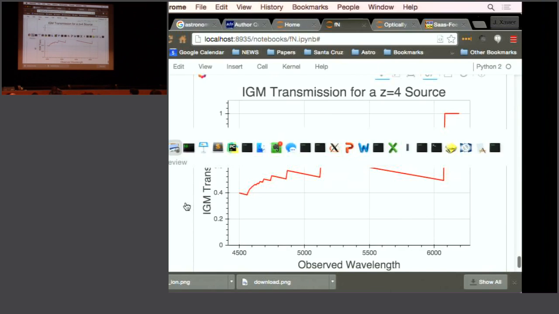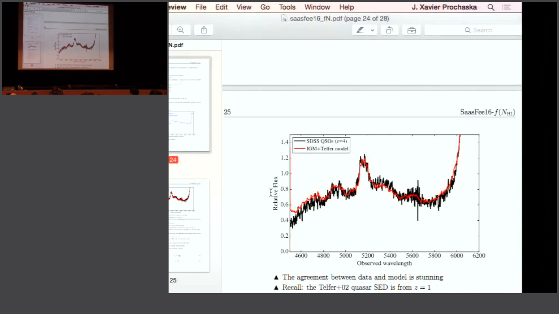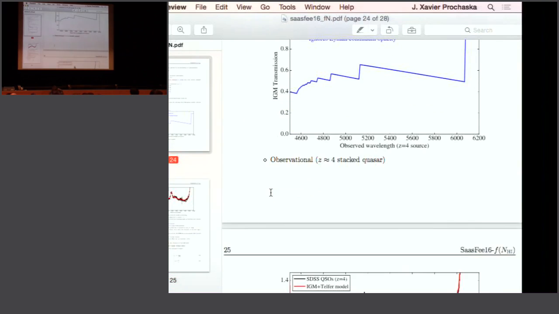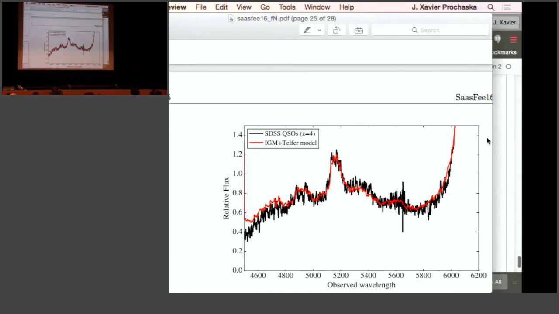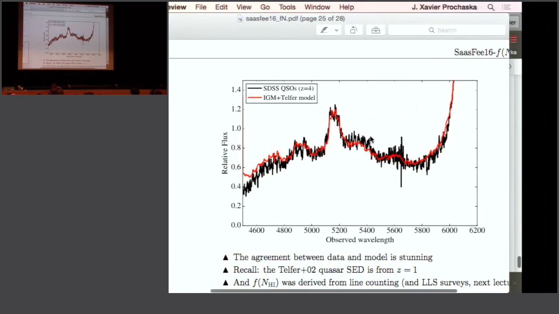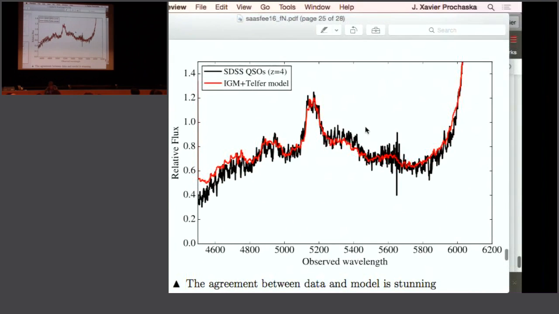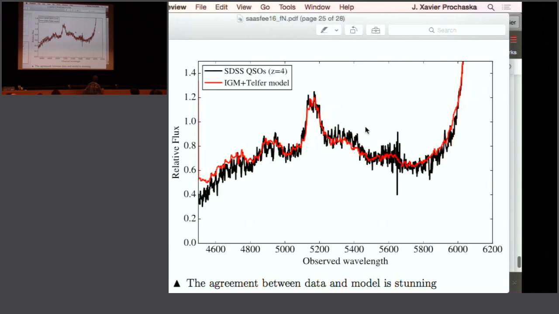And this has been applied, as I think you know, to, let's do this first. This is perhaps the most impressive plot of this lecture, at least to me. The black is the stacked spectrum I showed you, putting together 150 different observations of redshift 4 quasars. That's the average transmission, or the average recorded flux from the quasar. The red is the Telfer spectrum, the composite spectrum actually derived at redshift of 1, with that mean transmission that I just showed you adopted on top of it.